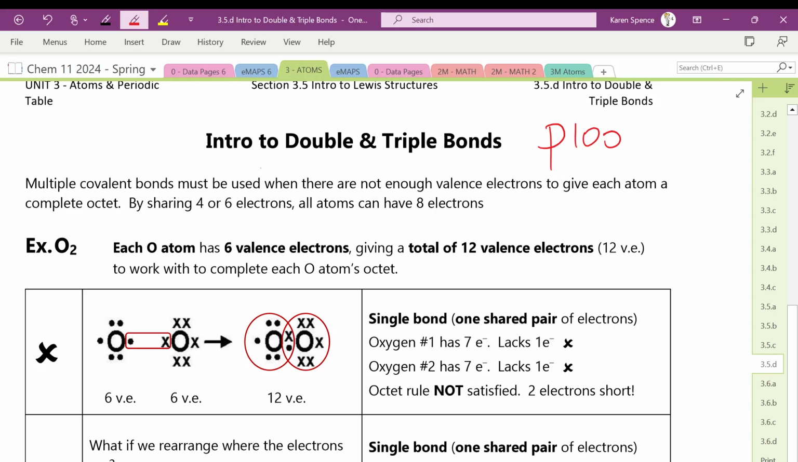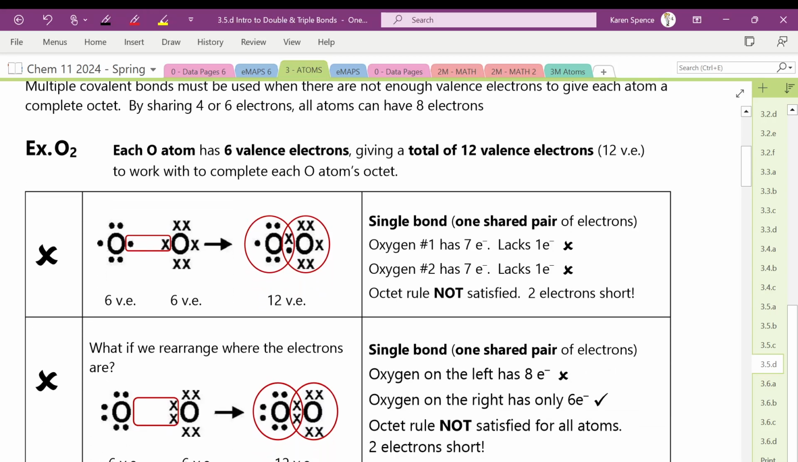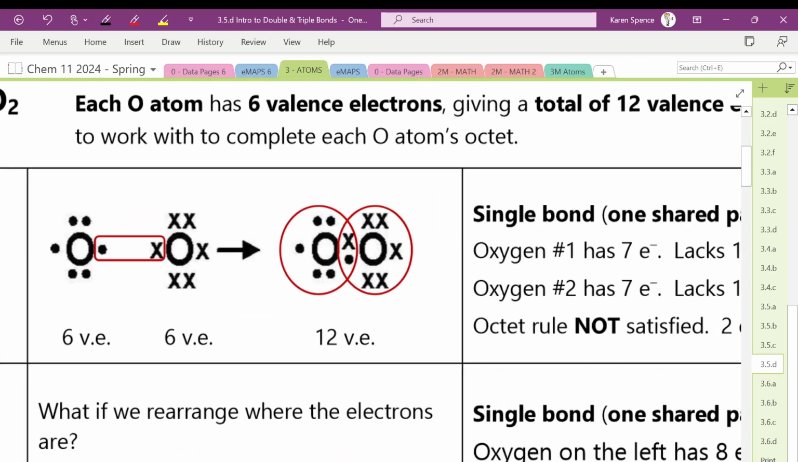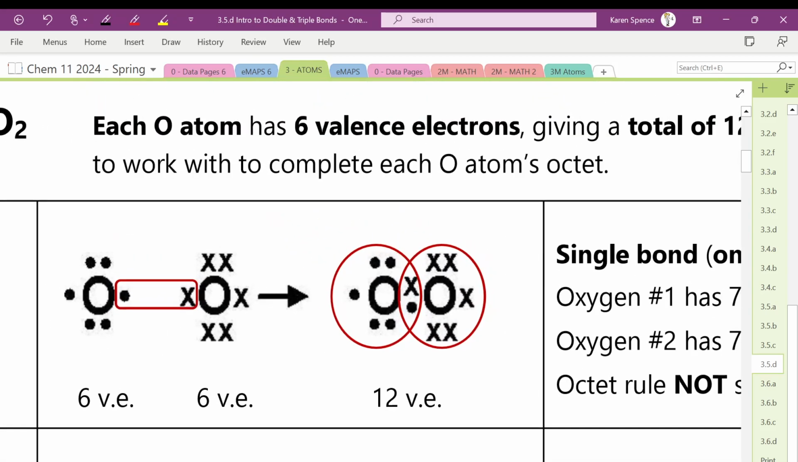Multiple covalent, yeah. Let's take a look at oxygen here. And if we have O2, we know that O2 is a molecule, yes? O2 is a molecule. But if we form one bond by sharing those two electrons, how many electrons does the oxygen on the left have?